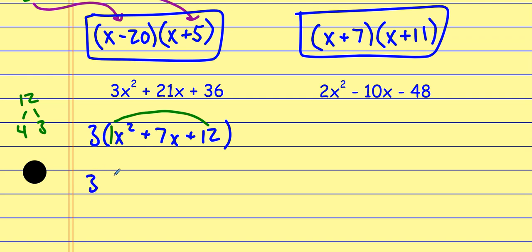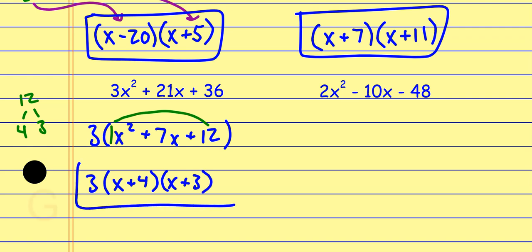Because I now have a 1 out front there, see, the 3 just kind of tags along for the ride. When I look at the trinomial, it starts with a 1, so I can go right to the two answers of x plus 4 and x plus 3. And that's it. Okay?